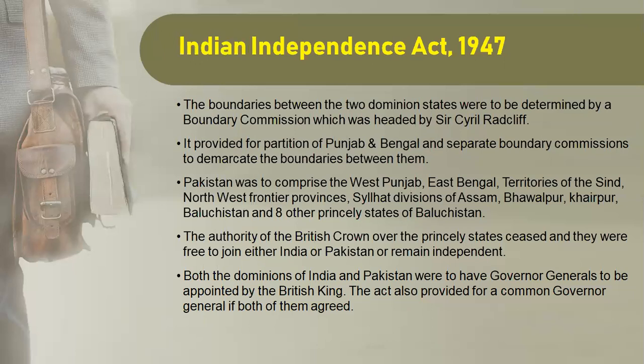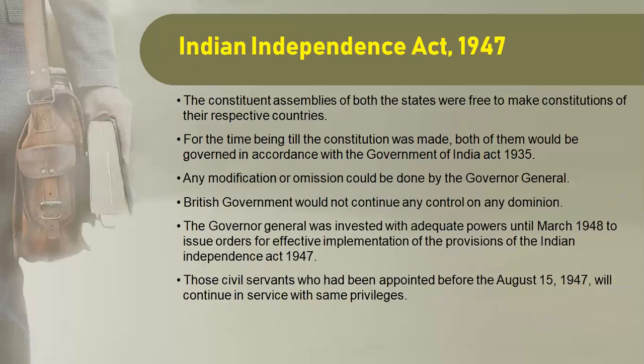Then we see the authority of British Crown over princely states ceased, and they were either free to join India or they could also remain with Pakistan. So it was basically their choice. They could decide where they wanted to go. Both the dominions of India and Pakistan were to have governor generals who would be appointed by the British king. The act also provided for one common governor, if they agreed. And here, as we know, both of the countries did not agree for a common governor.